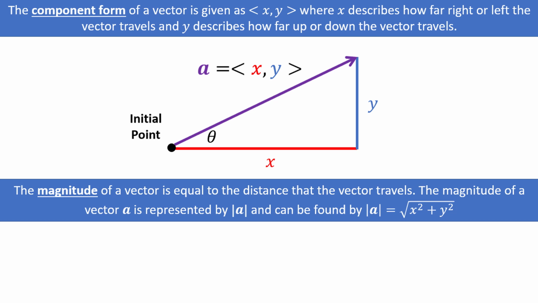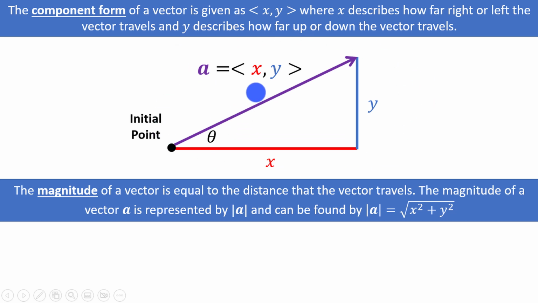Now just a few notes here. Don't confuse the magnitude of A with the absolute value of A. The vertical lines are not referring to absolute value. When you have vertical lines around a vector, that is referring to the magnitude of the vector, or how far the vector is traveling. The other thing is, notice that the magnitude of A is actually just being found by the Pythagorean theorem. The magnitude of A is the hypotenuse of this triangle that we have created.